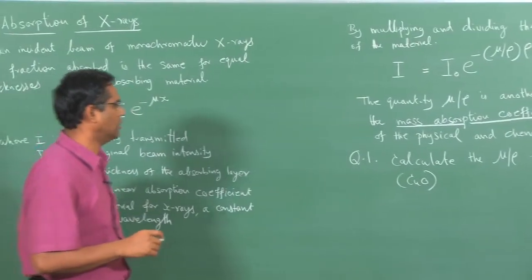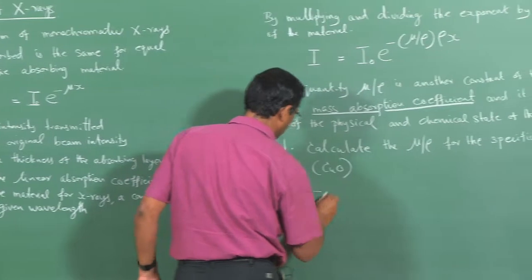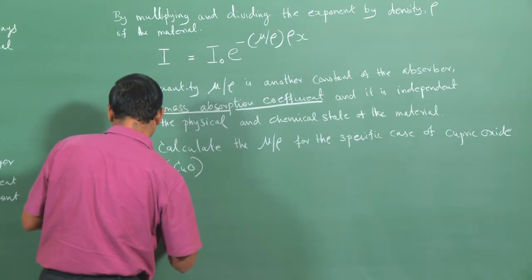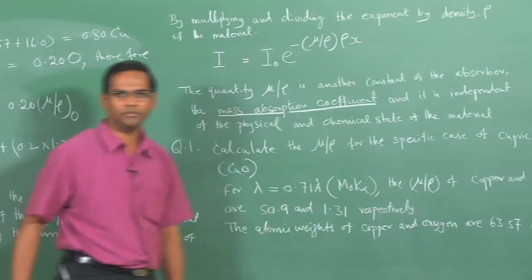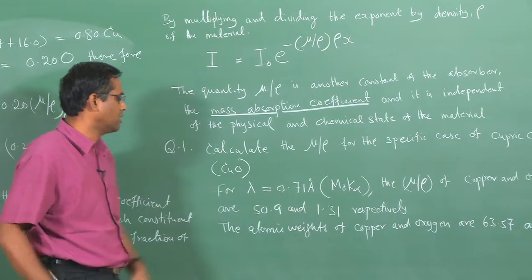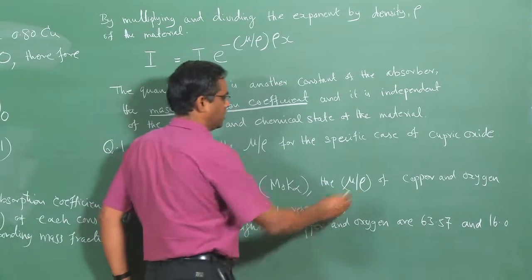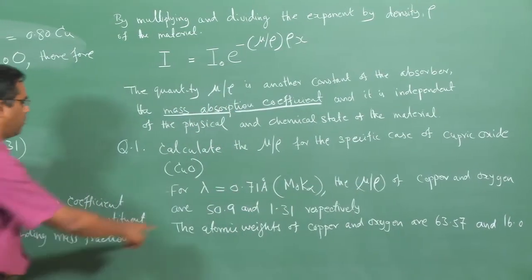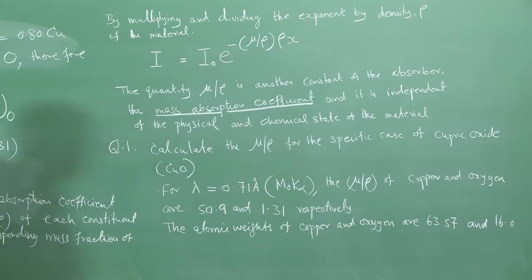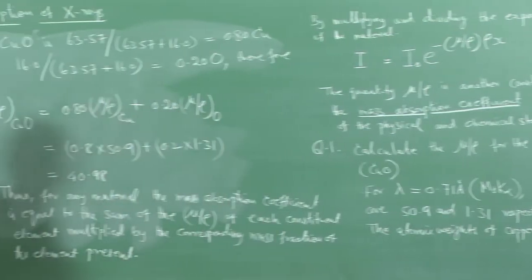So, what is the way to proceed? Probably you can just make an observation. So, what is given for this material? These are the given quantities for this problem, where the lambda is about 0.71 angstrom for the molybdenum target, and the mass absorption coefficients of copper and oxygen are 50.9 and 1.31 respectively. The atomic weights of copper and oxygen are 63.57 and 16 respectively.